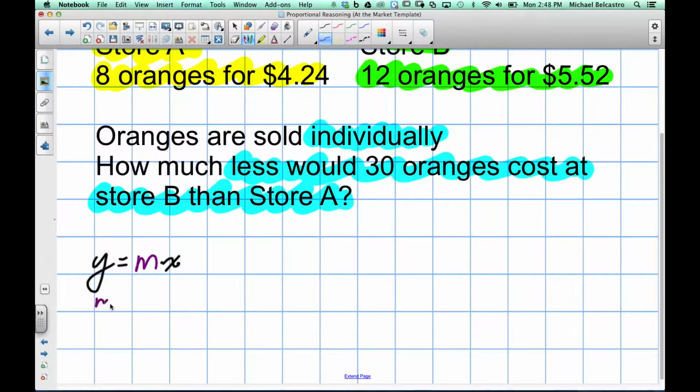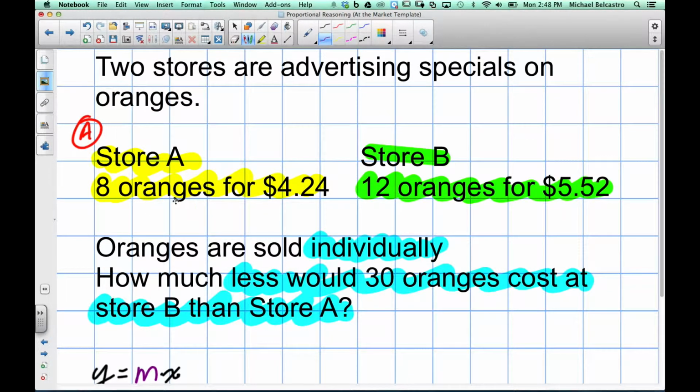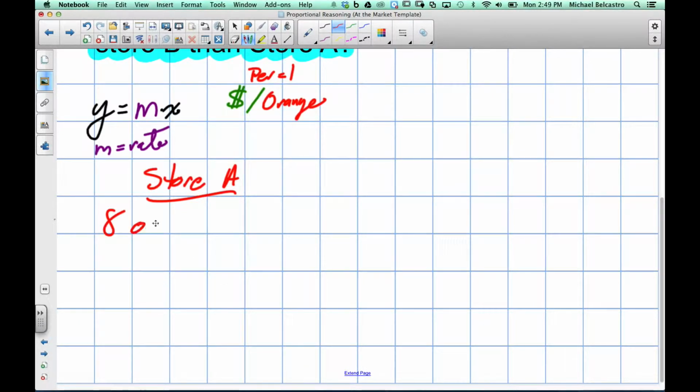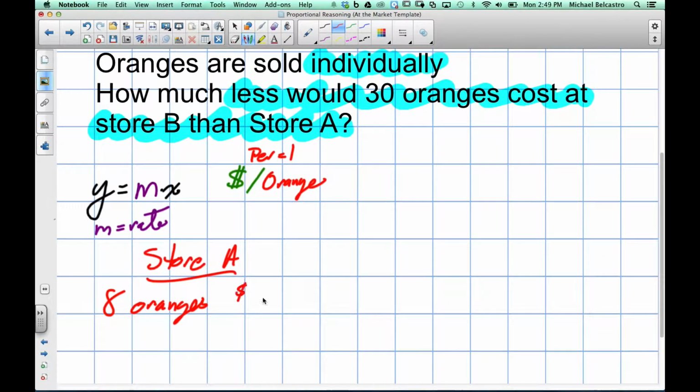And m is our rate, and our rate would really be depending on how many oranges we bought, okay? So we're looking at the price per orange, okay? And per means the value of 1. So we have our values here for store A, and we know that there's 8 oranges at a cost of $4.24.